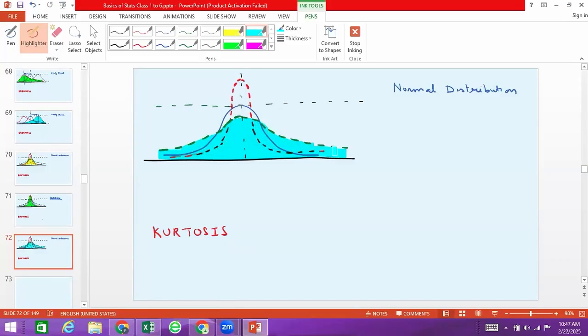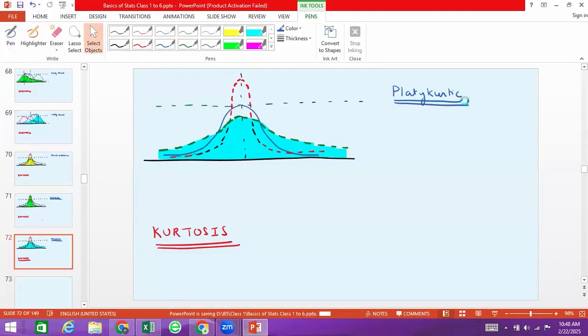When it is flatter than what it should be, it is called platykurtic. Again, you need not remember the name, but I'm just saying that mainly these two types of deformation can exist.